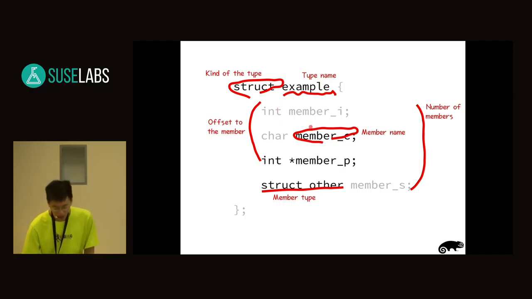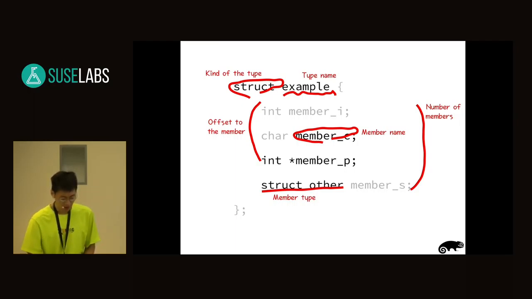You also have to know how many members this struct has, so you have to denote that, and you have to know the type of each member. One very important thing is the offset of the member, because you may have different alignments and the member may be aligned to a different place. So you have to specify the offset of the member. At least you have to describe those things.